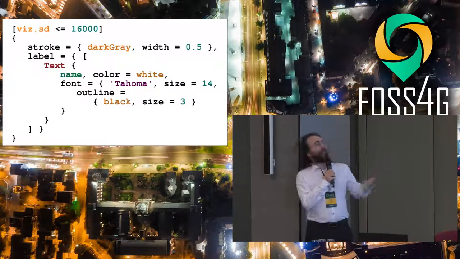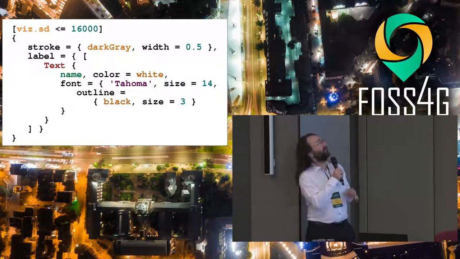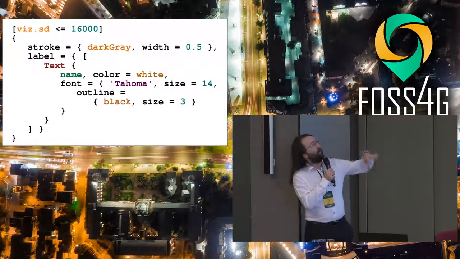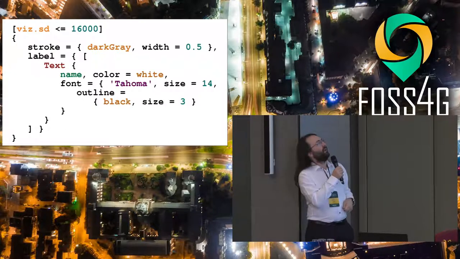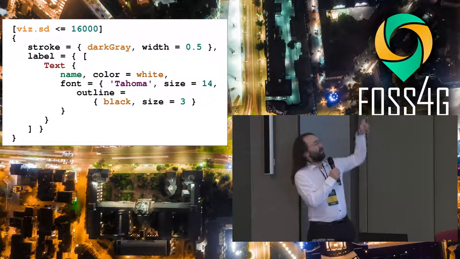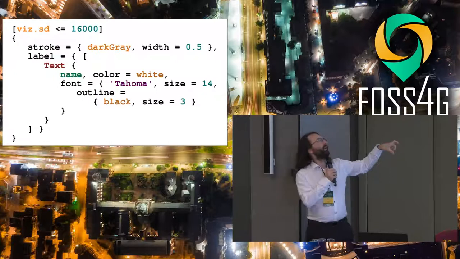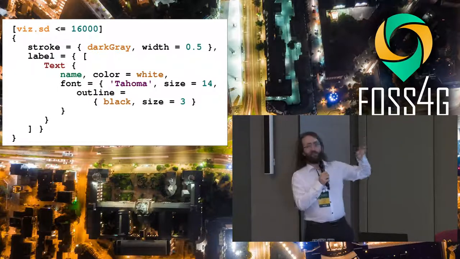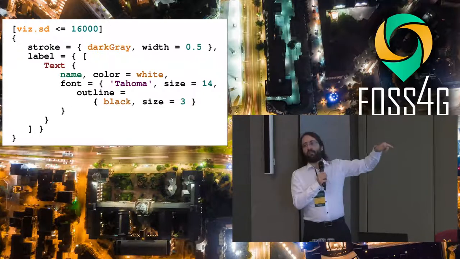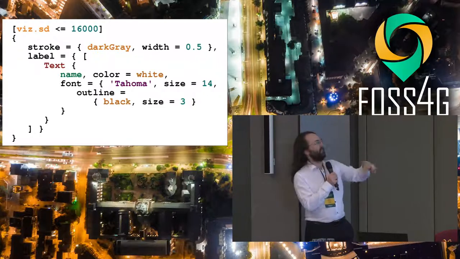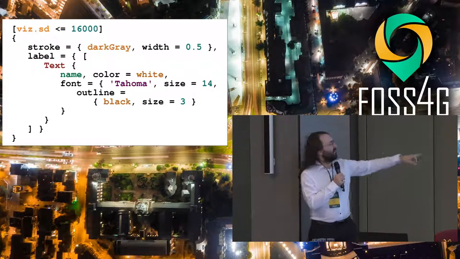And this is another example. This is a more specific rule. If you zoom in even further, we're going to start to add a stroke to the building, so you're going to have a thin line around each building. And we're also going to start labeling the buildings. Here you see the label property. The label is an object, that's the curly braces, and inside your object you'll have an array of elements that you want to define for each building. That's the array syntax here.